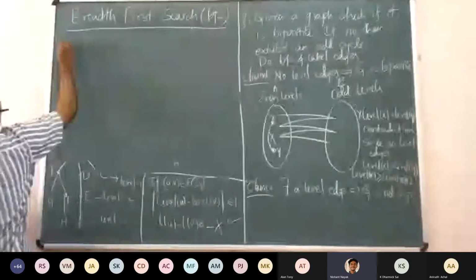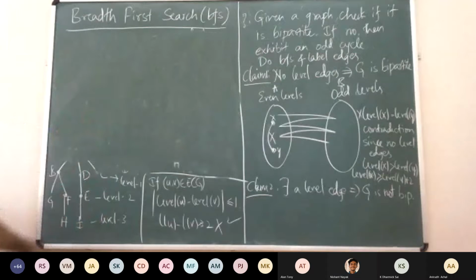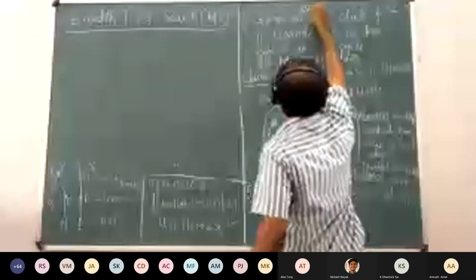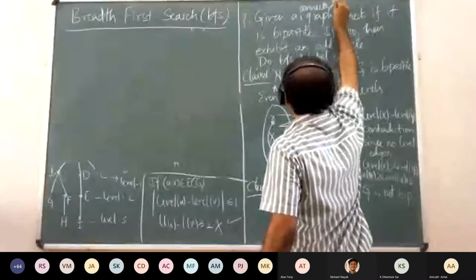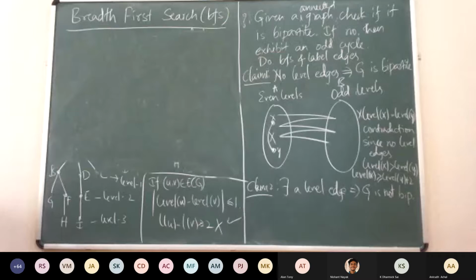Sir, are we assuming it's a connected graph? Yes, we are assuming it is a connected graph. That is given. As of now, let us assume it is connected. Even if it is not connected, we can still do it.